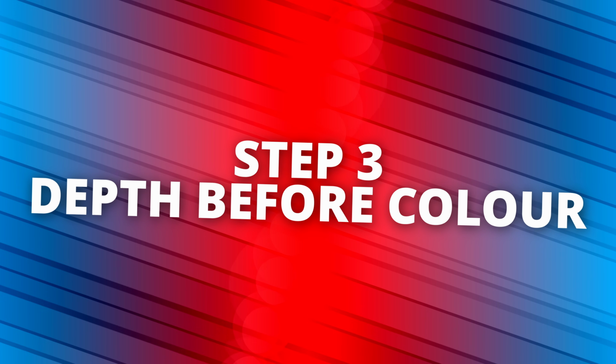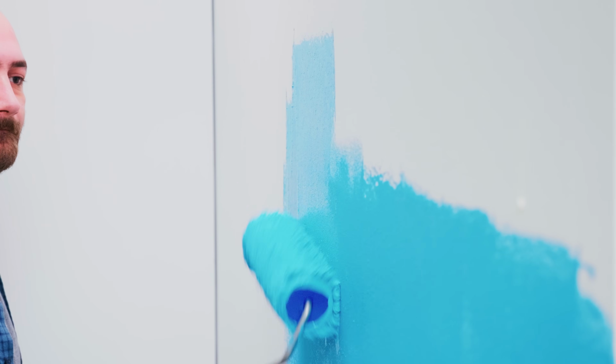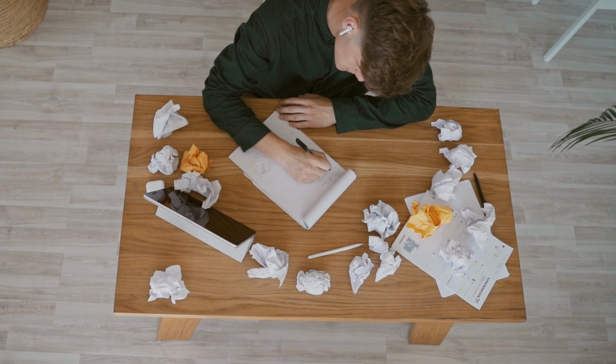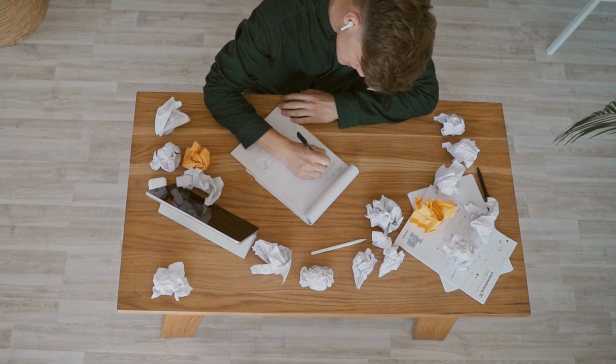Step 3, choose depth before color. Before you pick a specific color, decide how light or dark you want the space to feel. This is where people jump way ahead. They start debating between specific swatches when they haven't even decided on the mood.